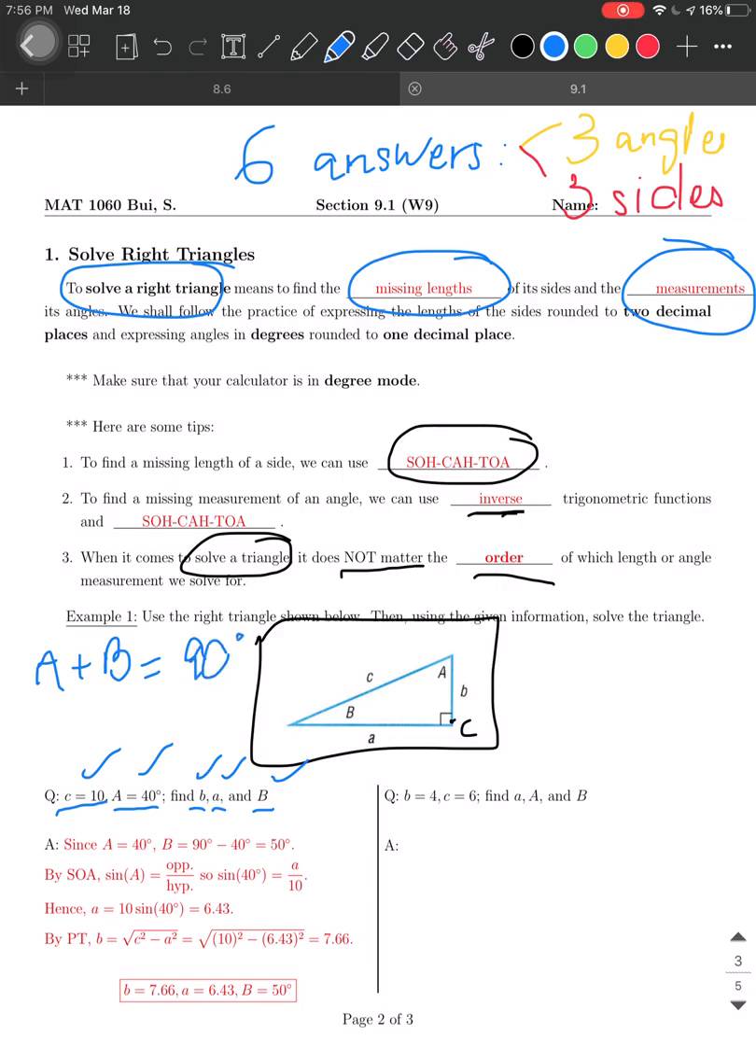So in here, we're given that A equals 440, so B equals 50. That's done right there without effort, right? So that's an easy one. So we're done with solving for B.